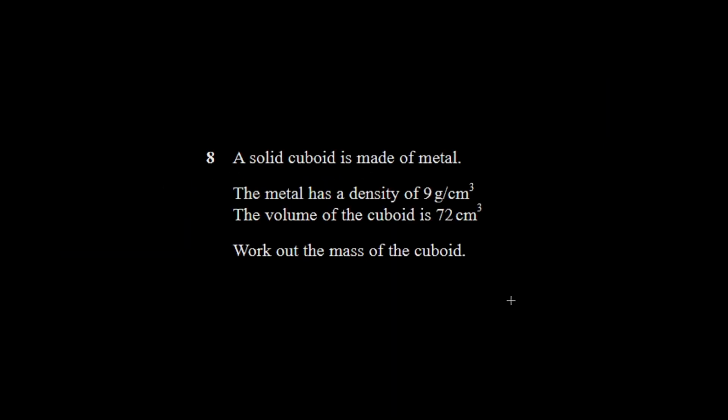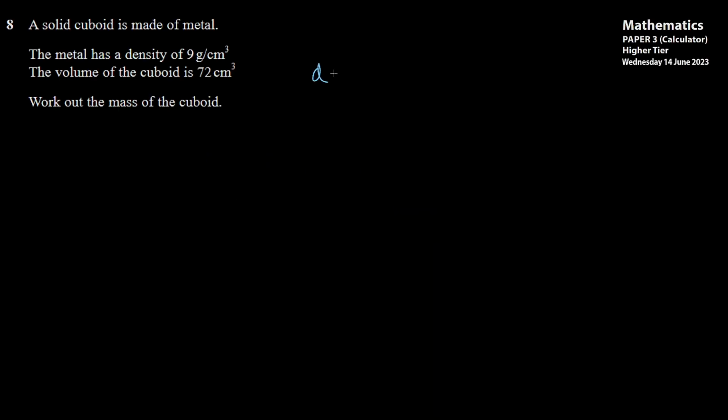So question 8 offers us a mass density volume question. We've got a cuboid, we've been given the density and we've been given the volume. So we need to change that mass density volume formula around so that the mass is the subject. We know that density is equal to the mass divided by the volume. Therefore, the mass is equal to the density multiplied by the volume.